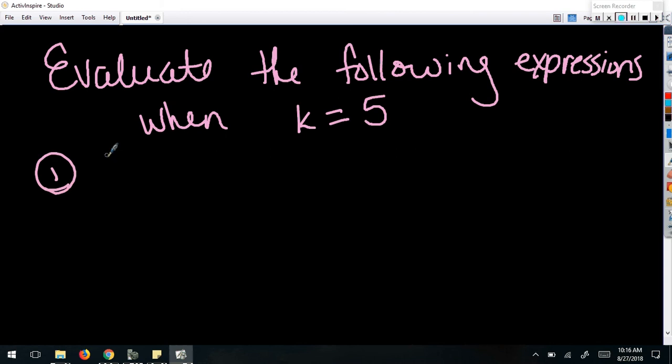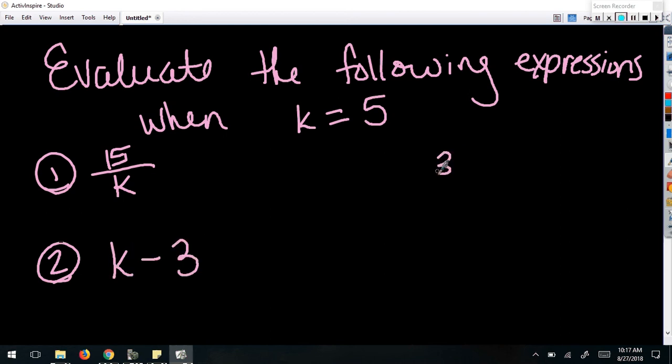So what I would like for you to do is to take a minute and copy this down and try it on your own before we go over it. Remember, think through it first. If you get stuck, look back at your notes and then talk about it with your pod before you get exasperated, okay? So let me just define several here. That's 15 divided by k.